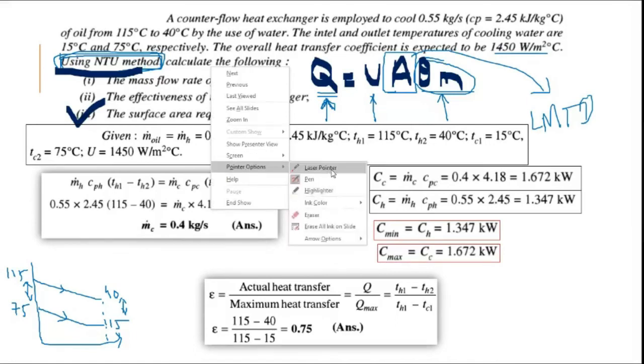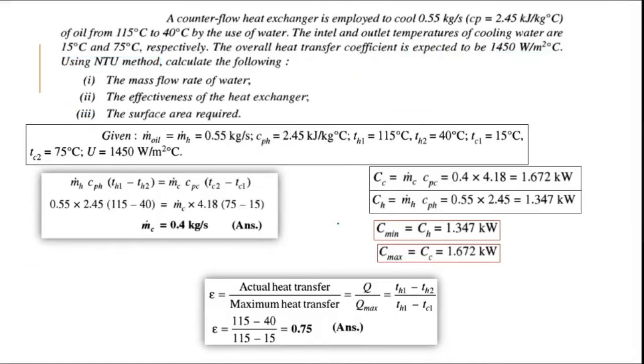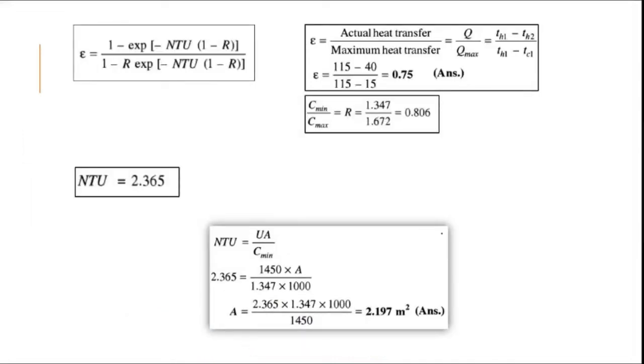So we are going to use the NTU method to solve this question. According to the NTU method, we are going to use the expression for effectiveness and NTU. Here we got that effectiveness is equal to 0.75. I'll just move to the next slide. Again, I have rewritten the same thing, that effectiveness is equal to 0.75 for our case.